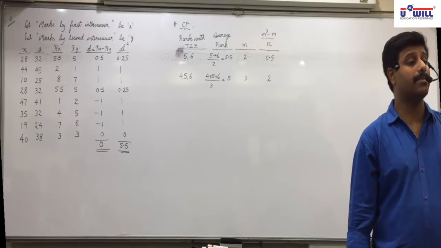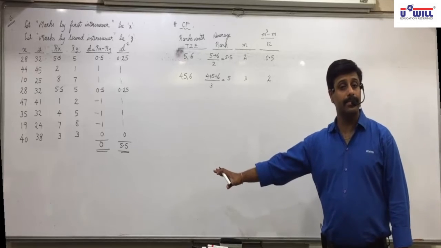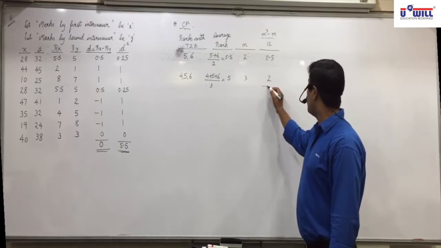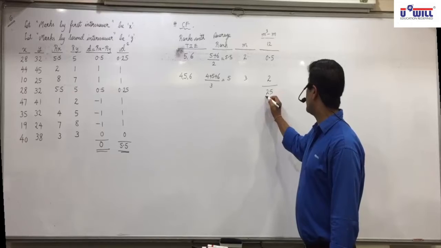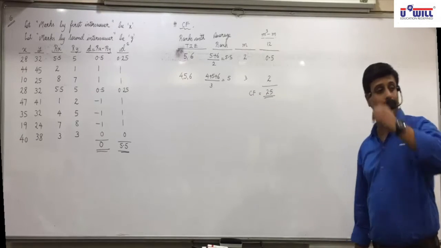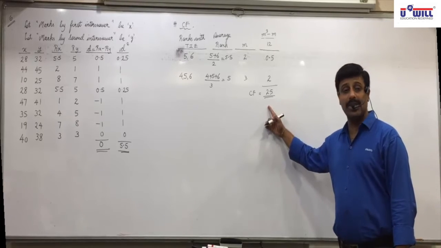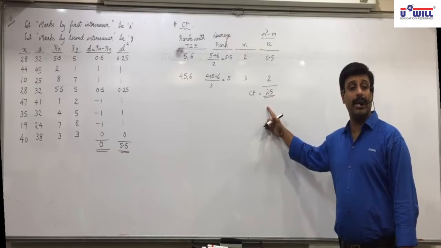Yes, Meet and Jay. Raise your hand who is not clear with this. And what is the total of m cube minus m upon 12? So correction factor will be equal to 2.5. Okay, correction factor will be equal to 2.5. Any confusions? Yes, Tarun and Kailash.